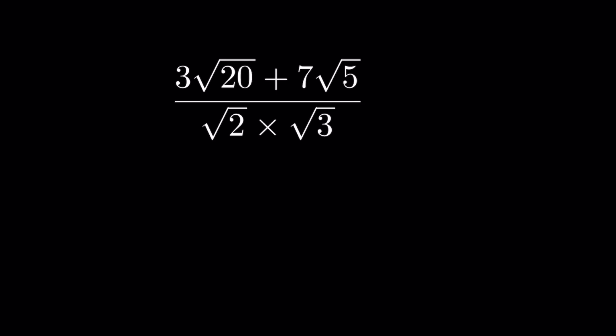3 times square root of 20 plus 7 times square root of 5 upon square root of 2 times square root of 3. How to simplify this? So there are two methods to simplify it. Let's try method 1.